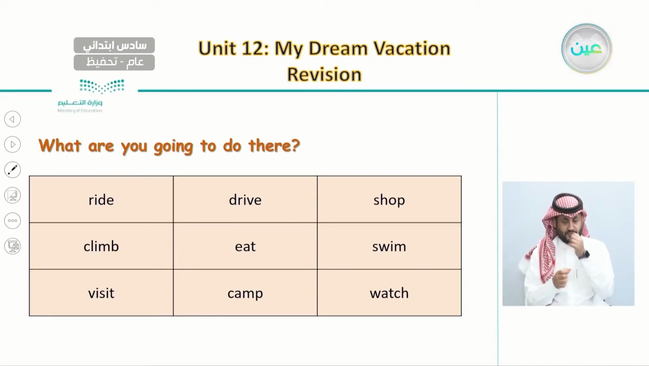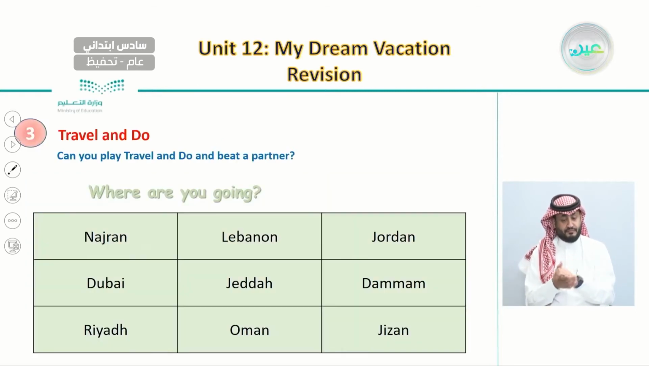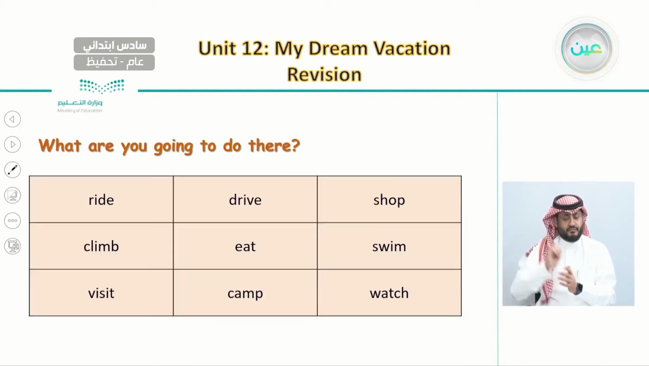What are you going to do there? Then he or she should say, I'm going there to swim. And if you choose the other place like Lebanon, I'm going to go to Lebanon. Or I'm going to go to Najran, for example.